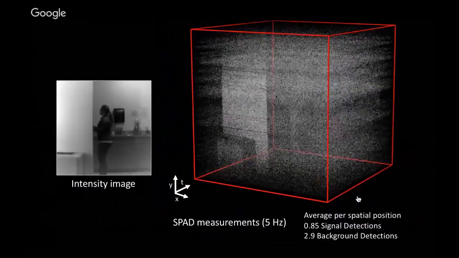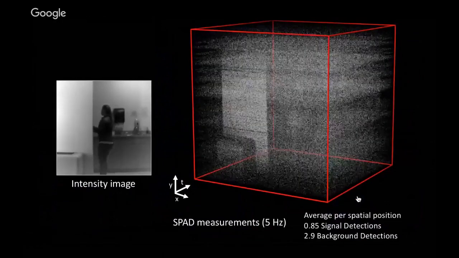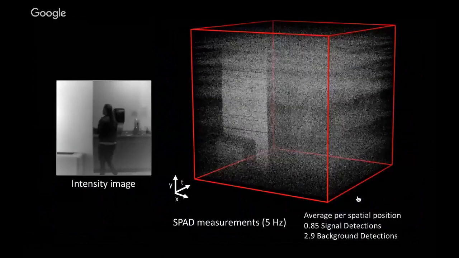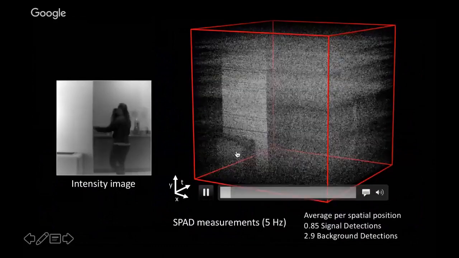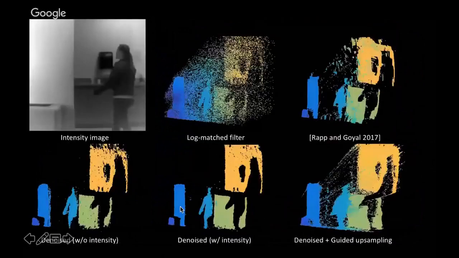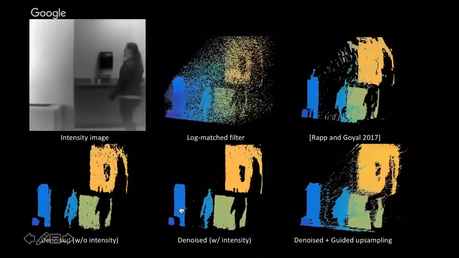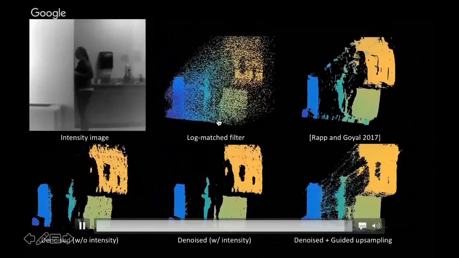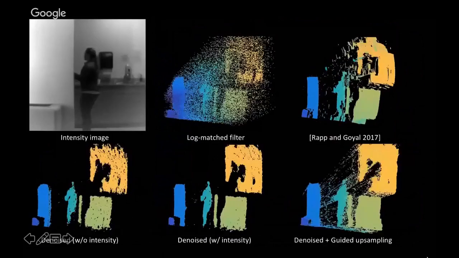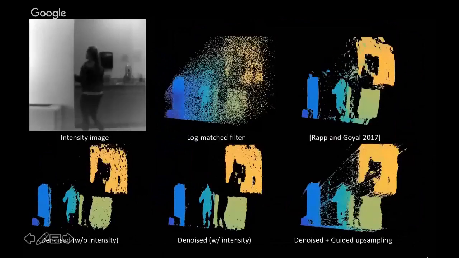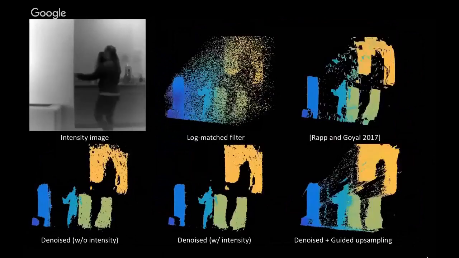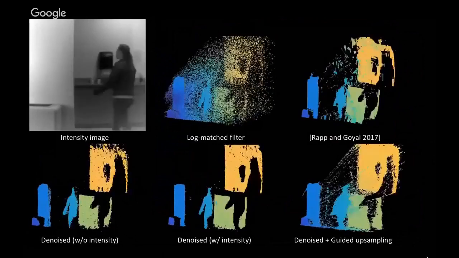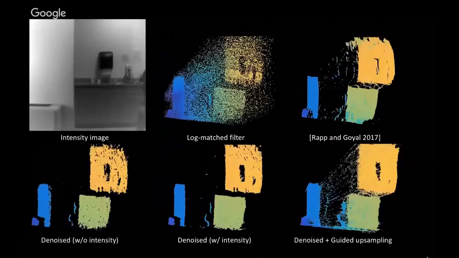So here's another scene where we cranked up the background detections a little bit more. So there's more ambient light here, and so it's a little bit harder to see what's going on. There's a lot more ambient photons corrupting the measurements. And even in this case, we can do fairly well. So again, log match filter produces pretty noisy results. Rapin Goyal is pretty blocky, and the CNN does pretty well here. The flying pixels on the bottom right is clearly an annoyance, but the denoise with intensity image in the center at the bottom does a reasonable job at reconstructing the geometry of the scene.